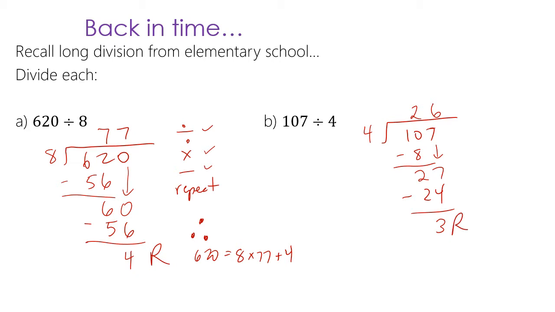Nothing else to bring down. Therefore, we know we are done dividing. Therefore, 107 equals 4 times 26 plus 3. I shouldn't say times 3. So hopefully that's bringing back happy memories of dividing in elementary school using long division. We are definitely going to build off of this process.